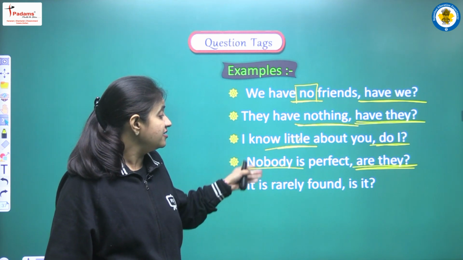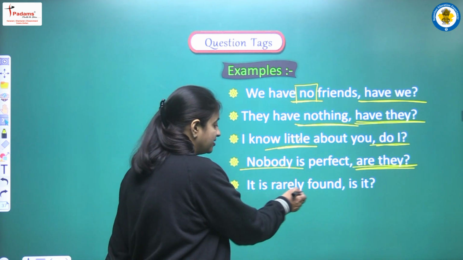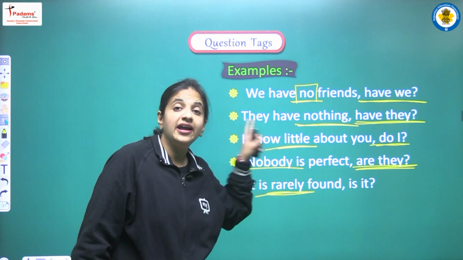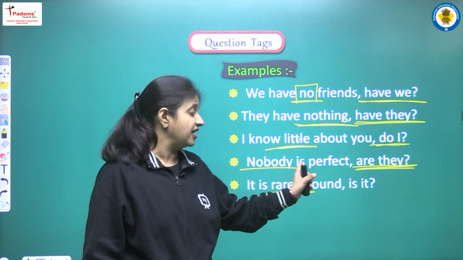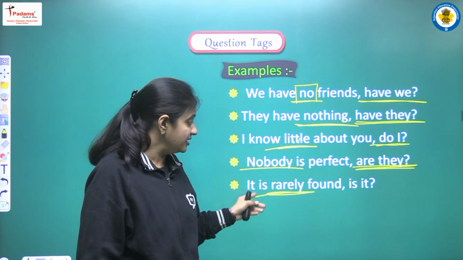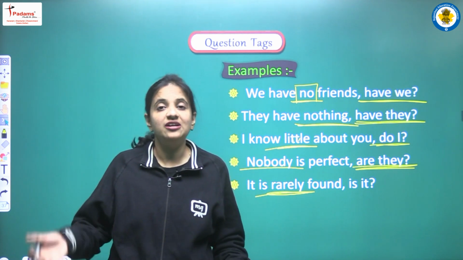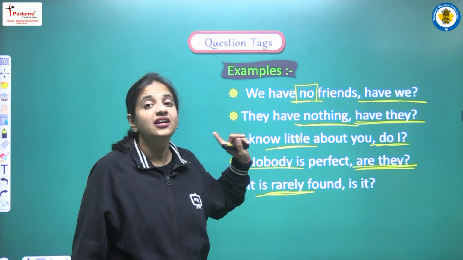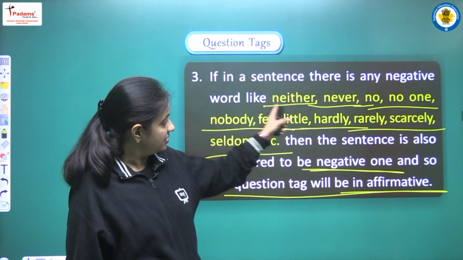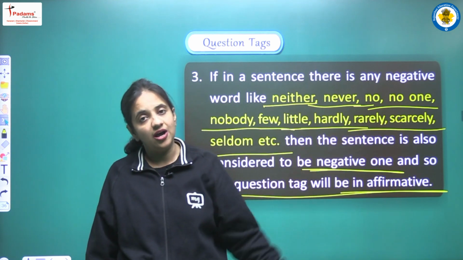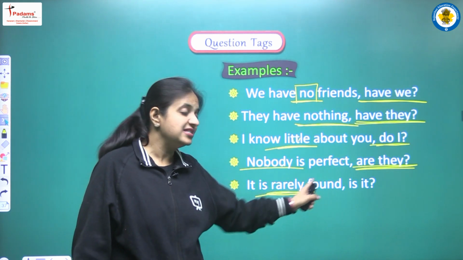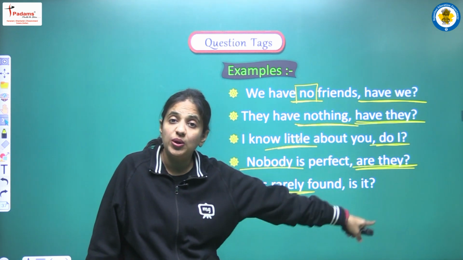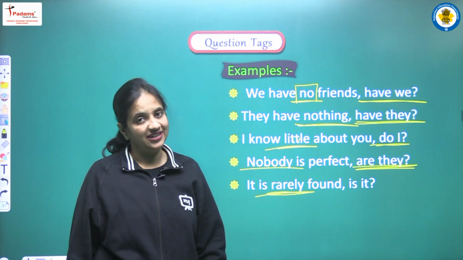Next, it is rarely found. So we are having rarely. Rarely, again, is a negative word. So now this is a negative sentence. We are having, it is rarely found. So you can say that in this sentence we are having no negative word like "not", but we are having rarely here, and rarely is in this list that we have seen. So now we can say that because of this word, this sentence is a negative sentence, and now the question tag will be a positive one. So here we are writing, is it.